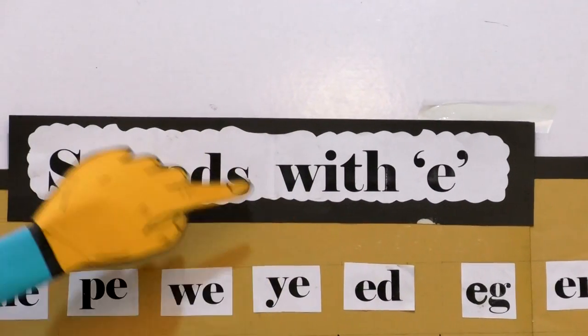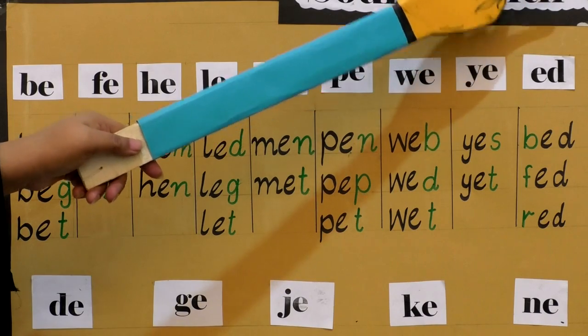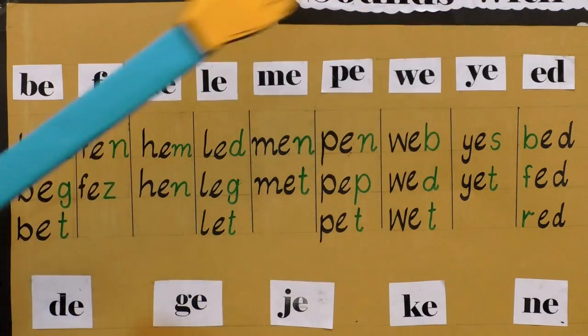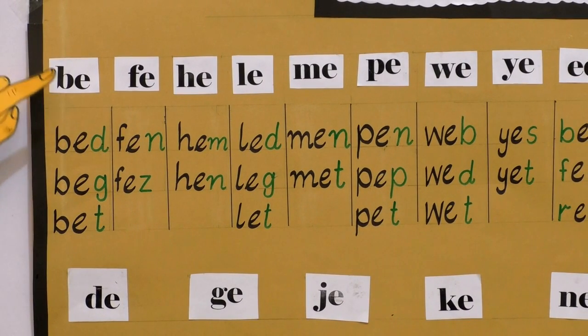E, E. E sound, E. E says E, E, E. The sound of E is E. Okay students, in sound English you will just read the sounds of letters. You will not read the letters, you will just read the sounds.